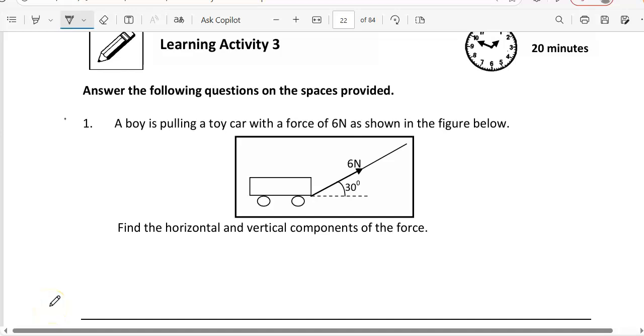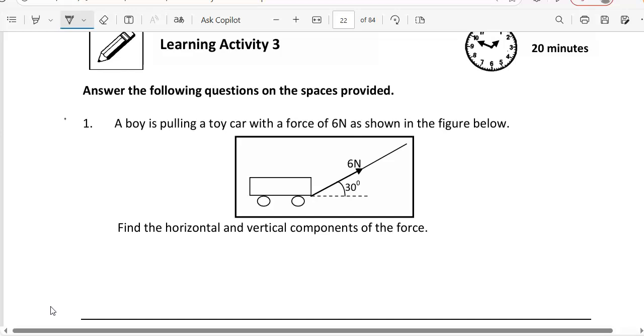Okay, let's work on this problem. This is a physics problem. They say that a boy is pulling a toy car with a force of 6 Newtons, as shown in the figure. So we can see the force. The boy is pulling with a force of 6 Newtons at an angle of 30 degrees to the horizontal surface, and they want us to find the horizontal and the vertical components.